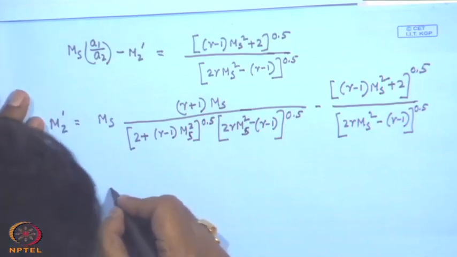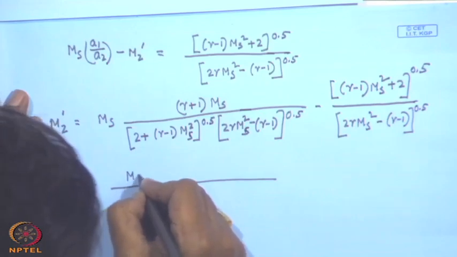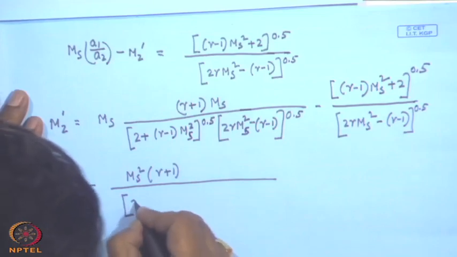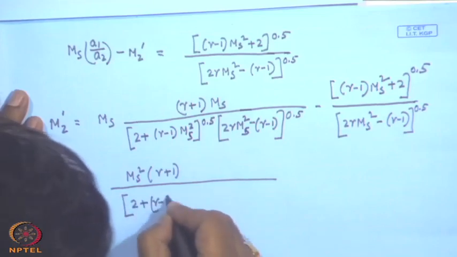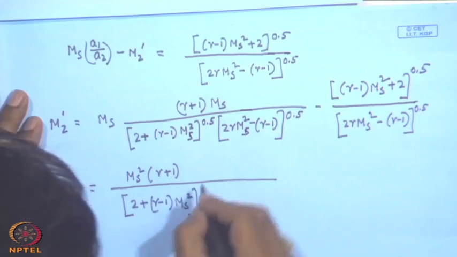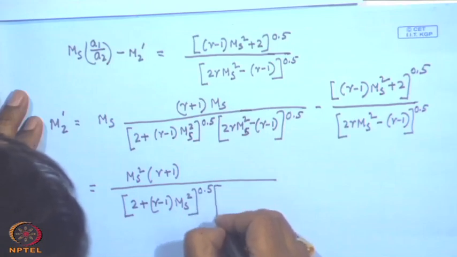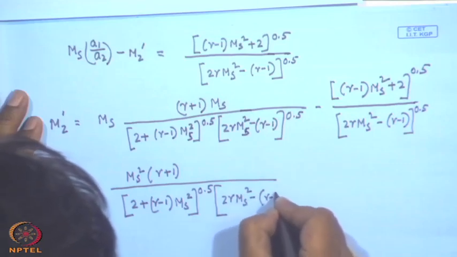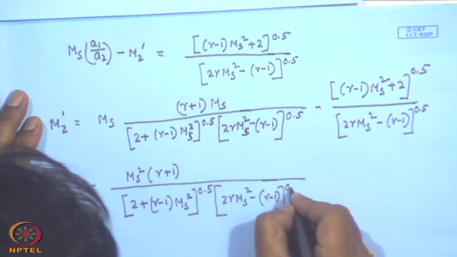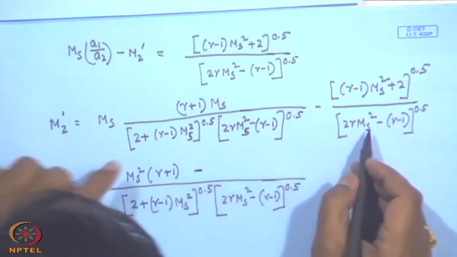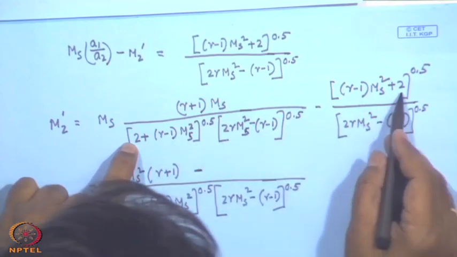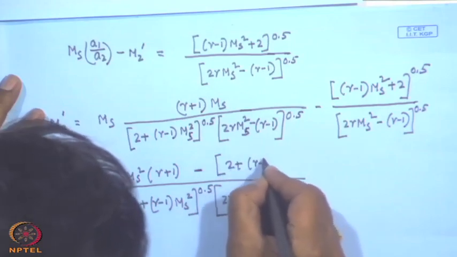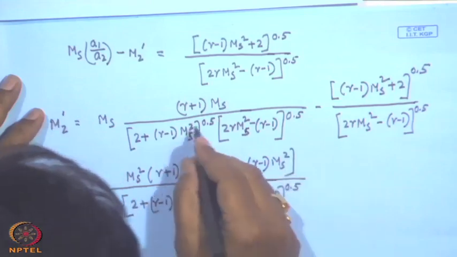Then this becomes equal to Ms square gamma plus 1. So this will be the denominator, 2 plus gamma minus 1 Ms square, to the power 0.5. Let me write this: 2 gamma Ms square minus gamma minus 1, to the power 0.5. Then minus, so this one is 2 gamma, that means this one 2 plus gamma minus 1 M square 2 plus, that means this will be simply 2 plus gamma minus 1 M square. That means the same thing, 0.5, 0.5.